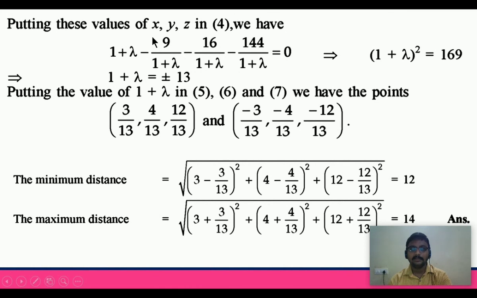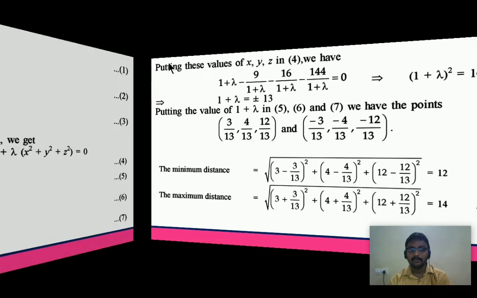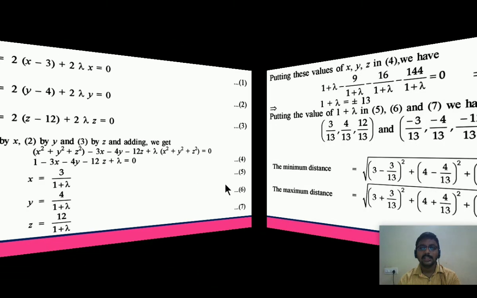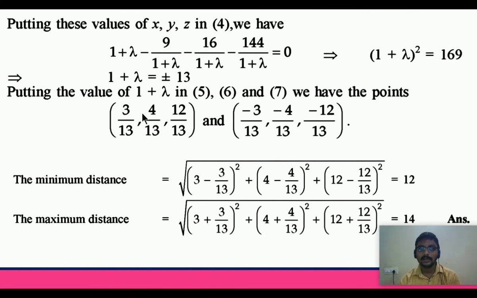Now, putting these x, y, z values in equation 4 and then simplifying, we will have 1 plus lambda values are 13 and negative 13. These values are again substituted in the above equations, that is equations 5, 6, 7, respectively, and we will have the stationary points. The stationary points are 3 by 13, 4 by 13 and 12 by 13, and negative 3 by 13, negative 4 by 13, negative 12 by 13. These are the required stationary points.